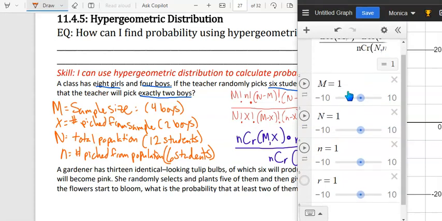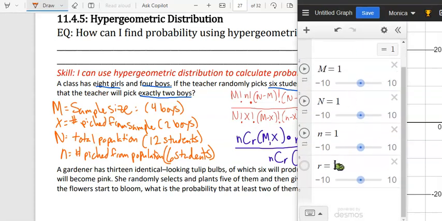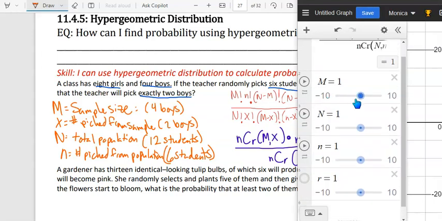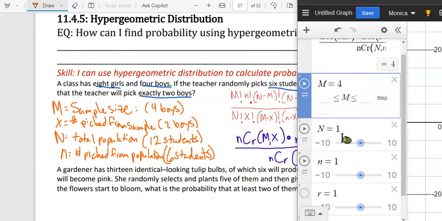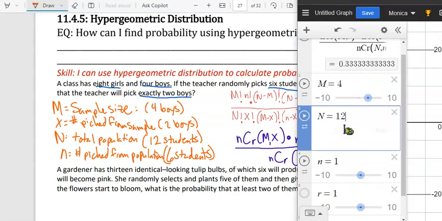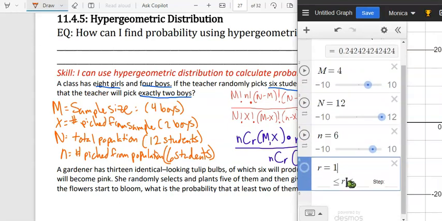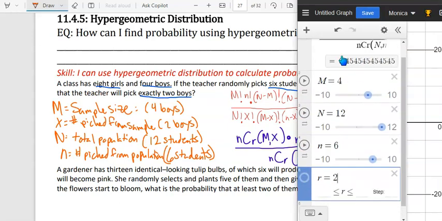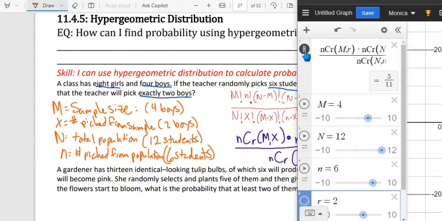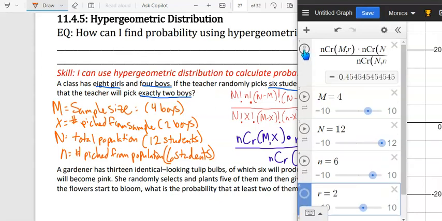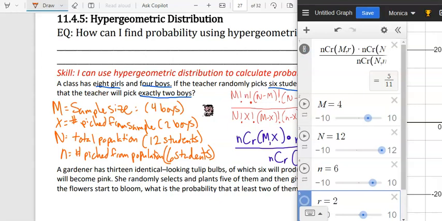Since Desmos reads x as a variable for graphing, I called the x r in this one. So m is 4, let's plug that in. Capital N was 12, lowercase n is 6, and then the x is 2. That's a 5 out of 11 chance of choosing exactly 2 boys. That's about 45%.